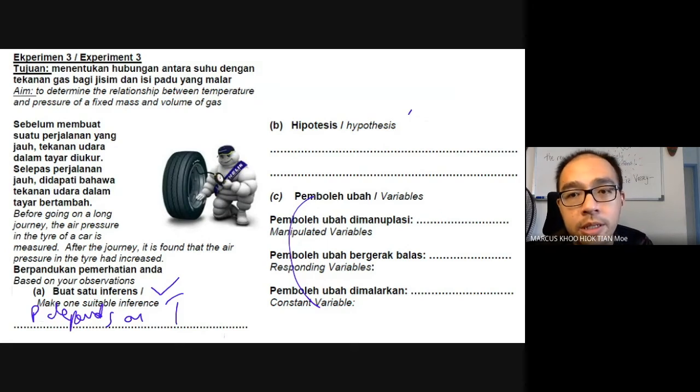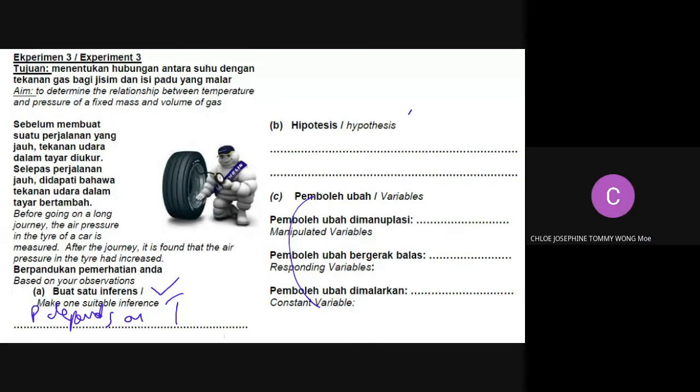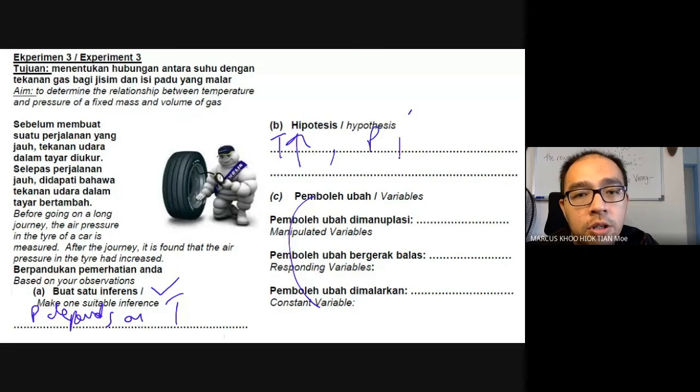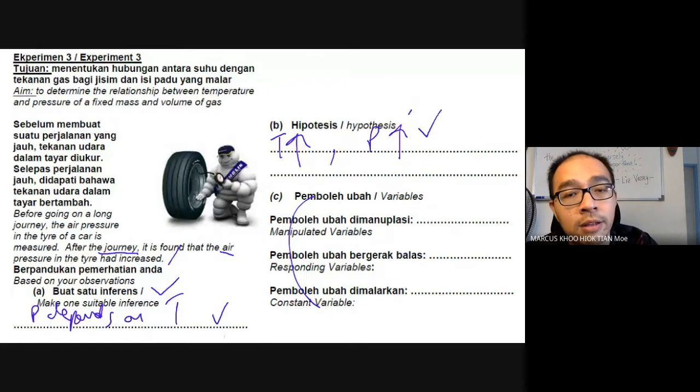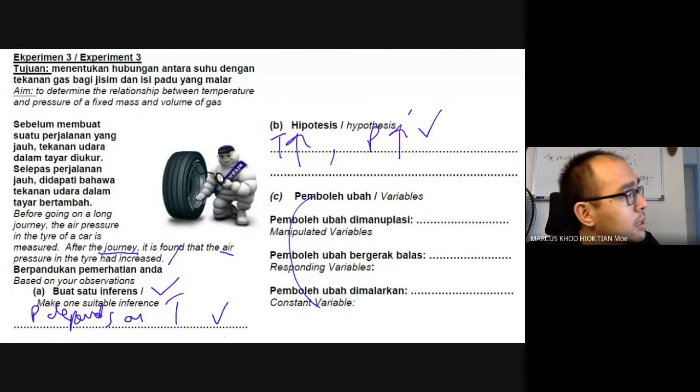All right. Hypothesis, Chloe, Vivian, are you ready? The higher the temperature, the higher the pressure. Very good. Remember, the order of this is very important, because this statement says after the journey, it is found that the air pressure had increased. That means the air pressure is dependent on something else. So the order in which you write the inference and the hypothesis is important. Very nicely done.